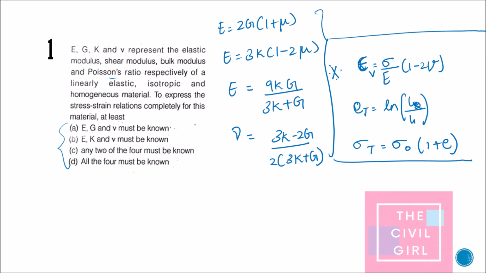So coming to our question, how many should be known? If you take say this one, if you know G and nu, you will know E. And if you know E and nu from the previous equation, you can know K also. From this we can understand that if any 2 is known, then it is enough. So the answer is any 2 of the 4 must be known.